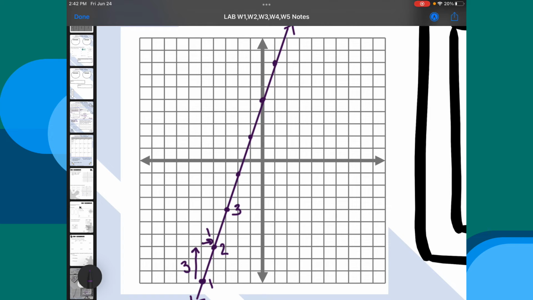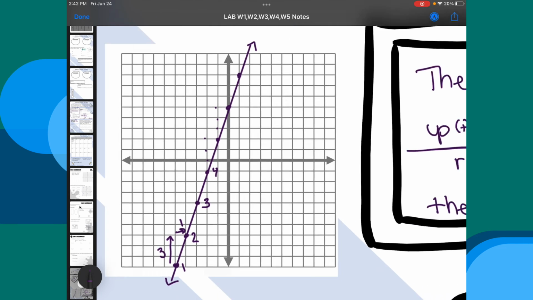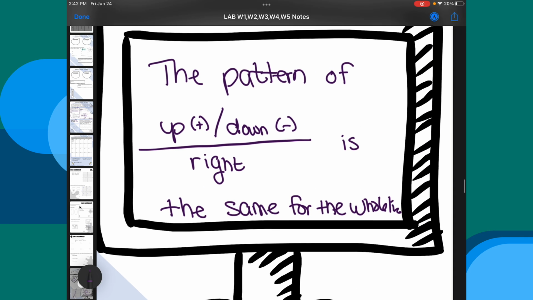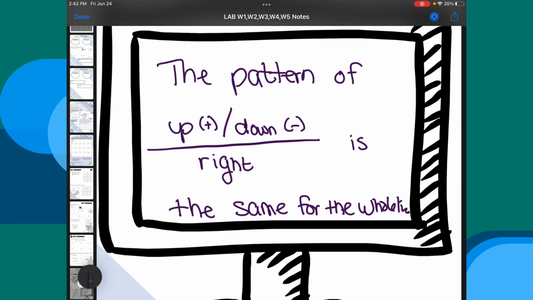That would be the same from 3 to 4. Up 3 to the right 1. And that would continue. The pattern of the up, which would be positive, or down, negative movement, divided by the movement to the right, is the same for the whole entire line, and that's called slope.